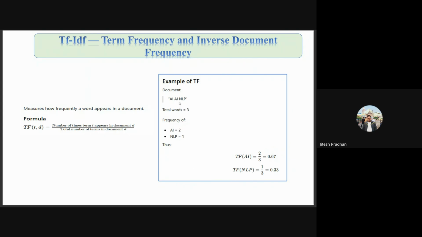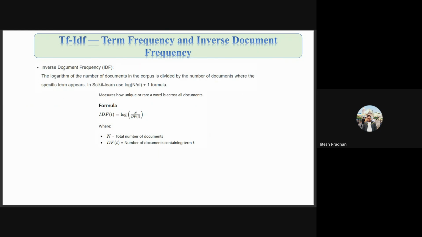Okay, so the TF for this feature will be, we have 2 unique words only now, so the feature will be 0.67, 0.33. This is TF. Now we have to discuss the inverse document frequency, that is IDF. IDF measures how unique or rare a word is across all the documents. It checks whether the word is unique or not.